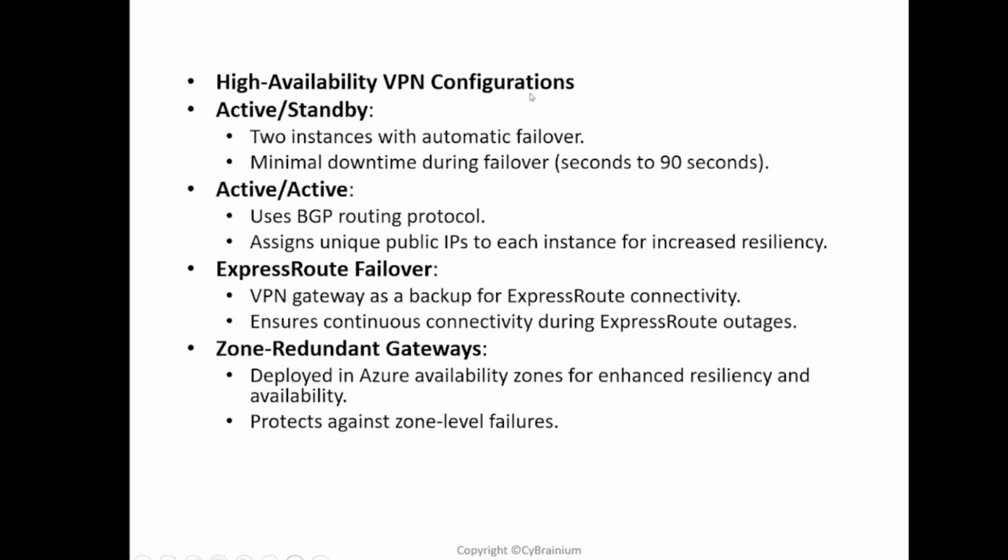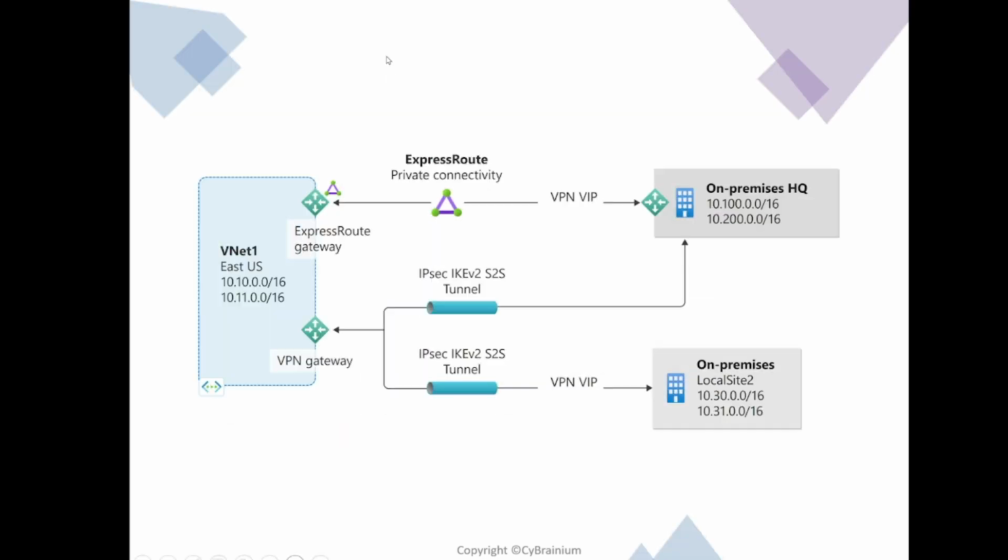Now high availability VPN configurations: active standby, active-active, ExpressRoute failover, and zone redundant gateways. You can go through all of these, but the very important part is ExpressRoute failover, which is generally always asked in the AZ-900. We use ExpressRoute failover when there is a failure. In that case, another VPN gateway starts working.